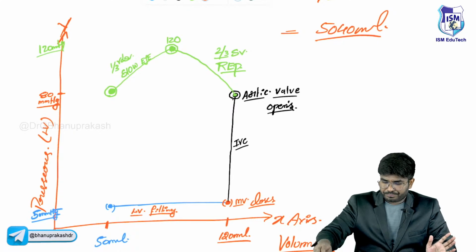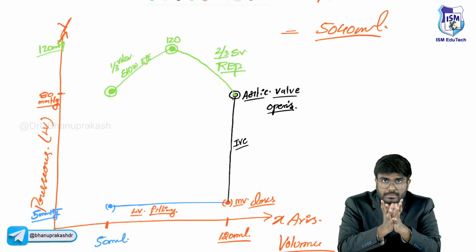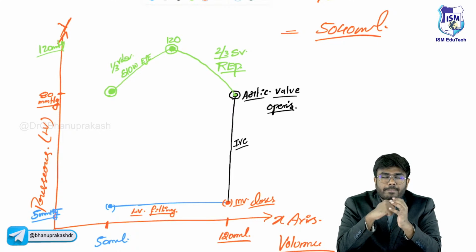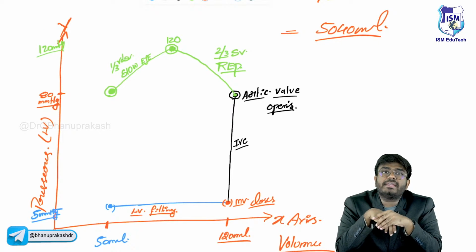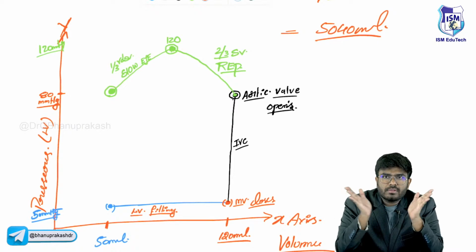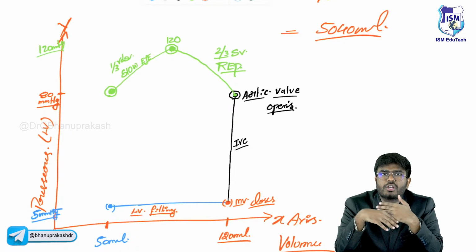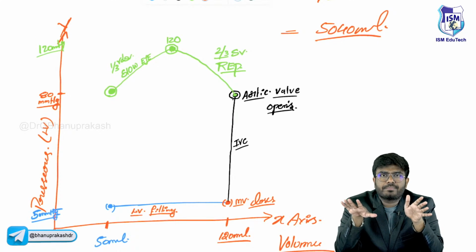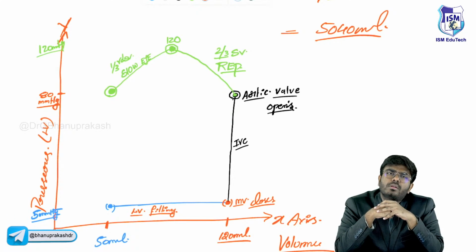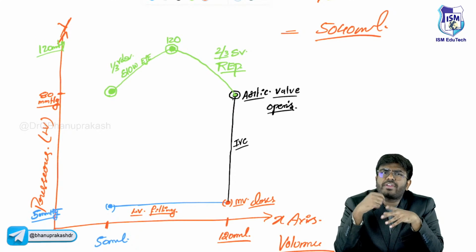Now slow ejection is also completed. The pressure in the ventricle is now 80. Now tell me, what happens? The contraction is completed: isovolumetric contraction, rapid ejection phase, slow ejection phase. So systole is completed. Now after the systole, what is the next phase? Diastole.